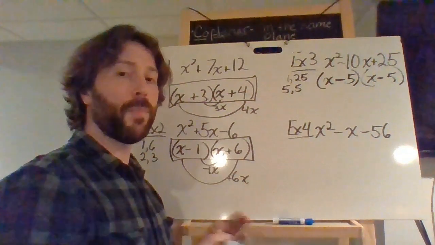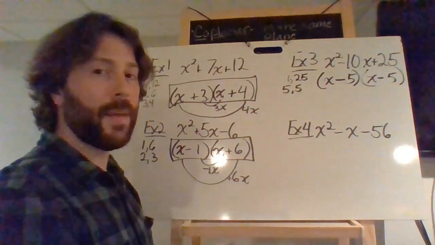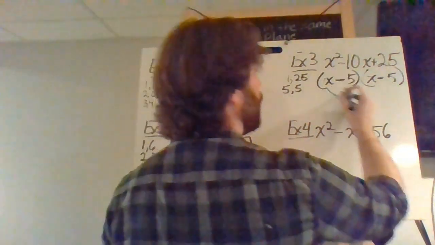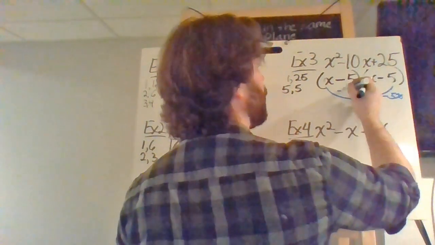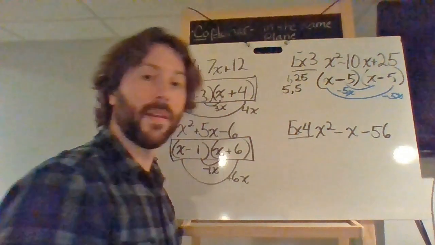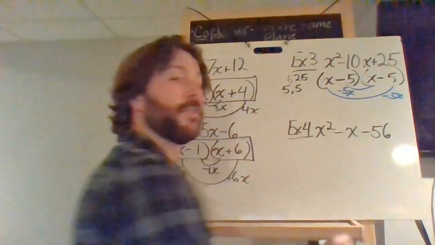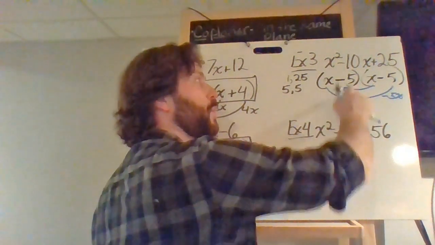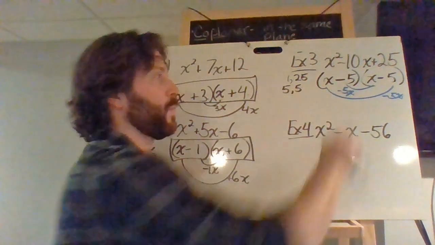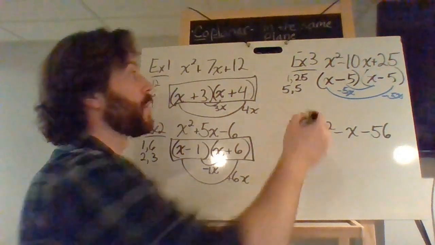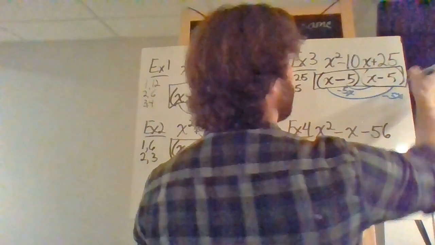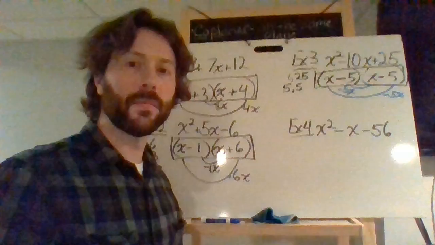Now, even if you're pretty confident, you should still try and make sure that it works out. So on the outside, we'd get minus 5x. On the inside, we'd get minus 5x. Now, because my C term is positive, I need to be able to add these two and get minus 10x. Well, minus 5x plus minus 5x gives me that minus 10x. So this is the right factoring, and we can move on to the next.